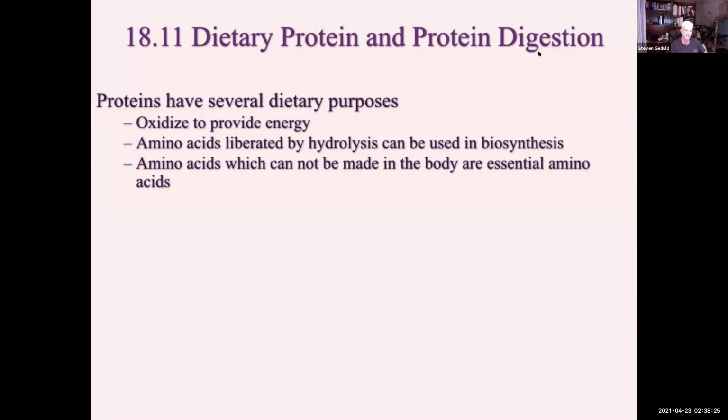Okay? Amino acids which cannot be made in the body are essential amino acids. Real important. There's certain amino acids our body cannot produce. Those we have to get in our diet. Okay? That's the only way to get them. So certain ones we cannot make, those are called essential amino acids. The ones we have to get in our diet.